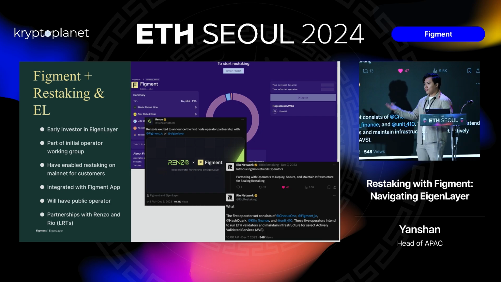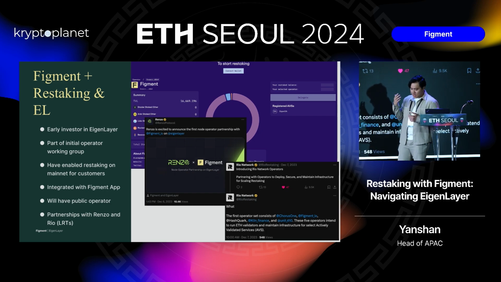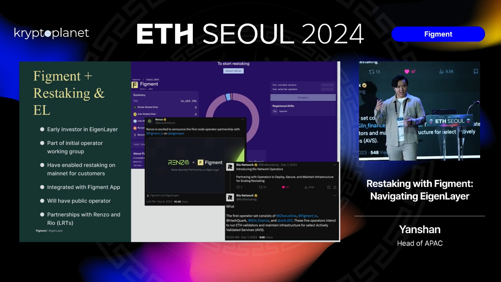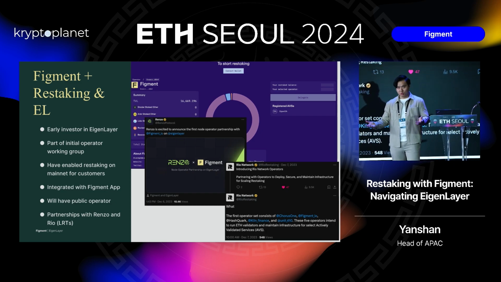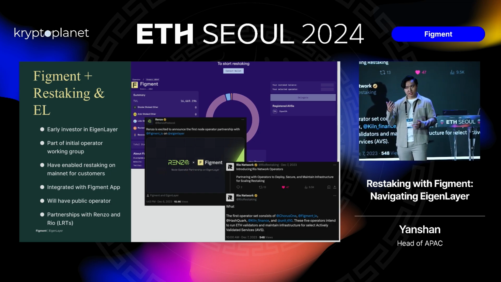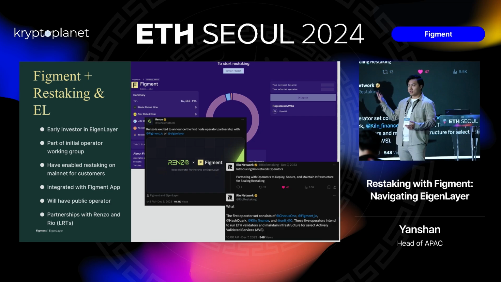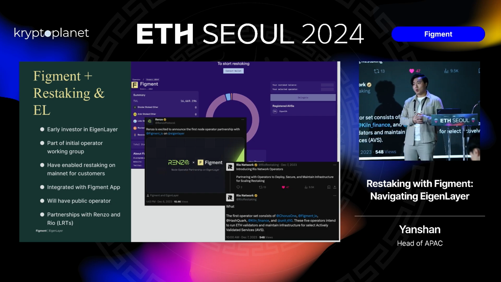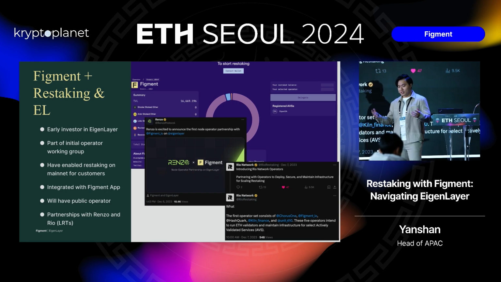So how is Figment participating in the entire EigenLayer ecosystem? Figment Capital is an early investor in EigenLayer since the seed round in August 2022, and this shows the testament to our early conviction in this technology. We're also part of the initial operator working group, and we are working very closely with the EigenLayer team.